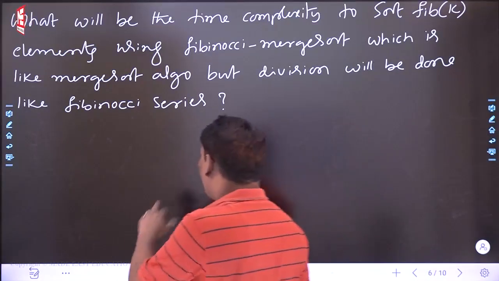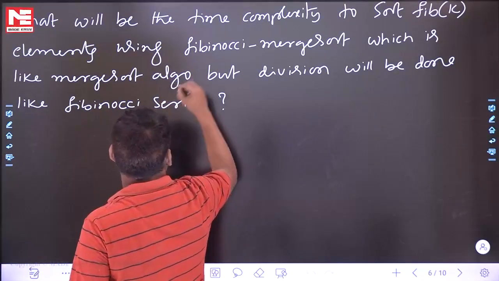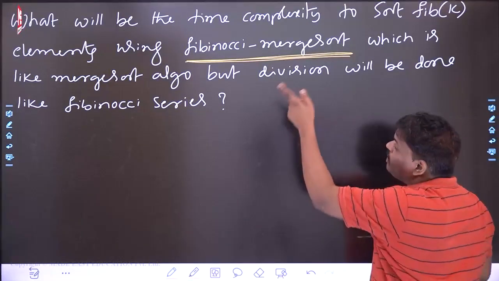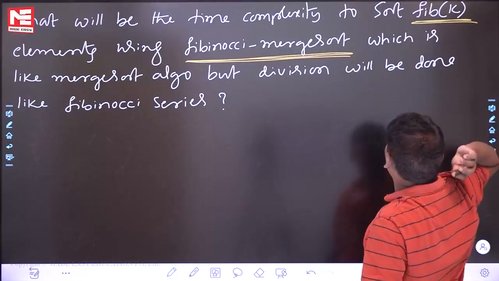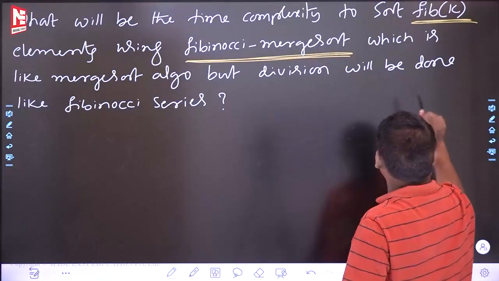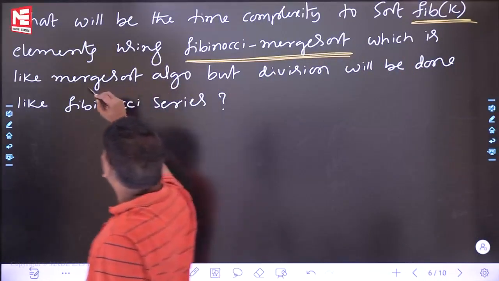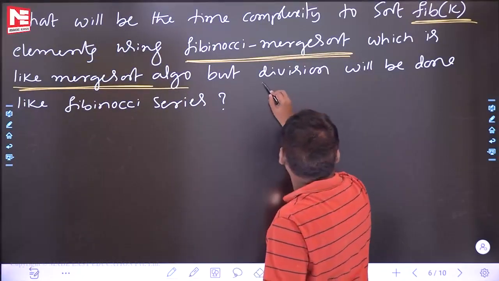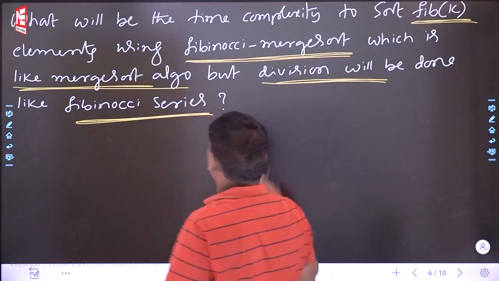In this problem, which merge sort is he using? Fibonacci merge sort. Next one, how many elements do you want to sort? Fibonacci k elements using Fibonacci merge sort. That is okay. But he has mentioned a little bit about Fibonacci merge sort also. Fibonacci merge sort is like merge sort, but division will be different. Division is like Fibonacci series. These are the keywords.